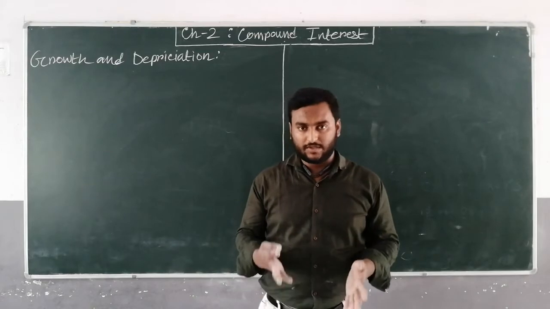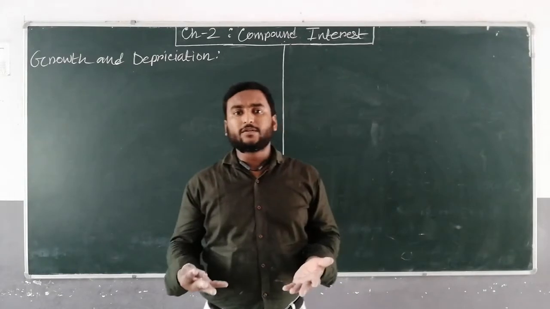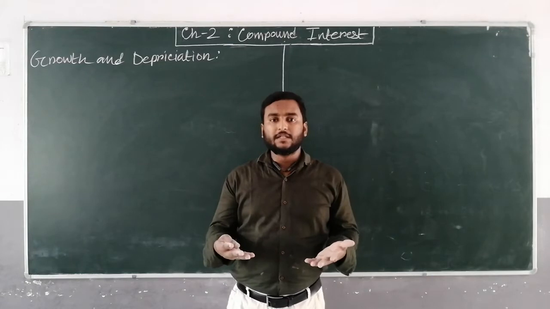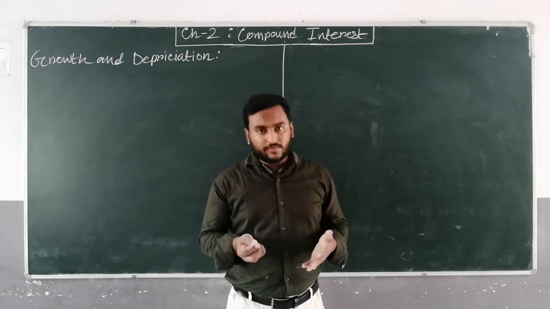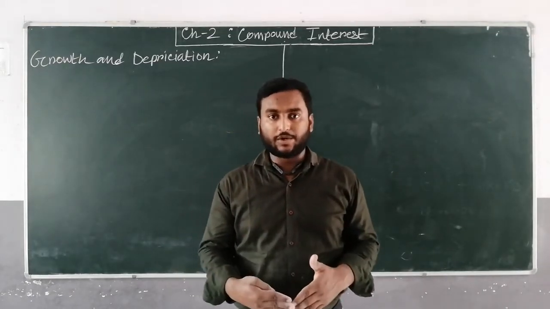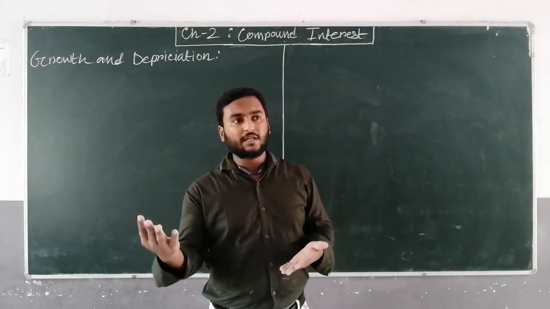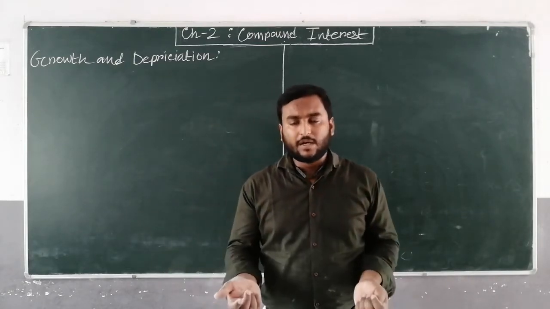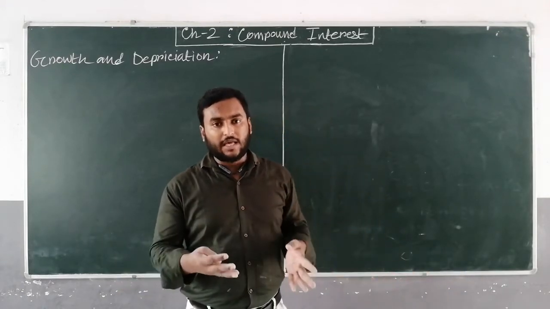So, growth and depreciation. Growth means, suppose, growth in population, in weight, in height. Suppose the population of Sambal is increasing, then you will say that this is the growth of population. And suppose the population of Sambal is decreasing, then we will say that it is depreciation in population. So these two things are there, growth and depreciation. Growth means increasing and depreciation means decreasing, maybe in population, maybe in money, maybe in price, maybe in value, maybe in height, maybe in weight. So these things you have to find.